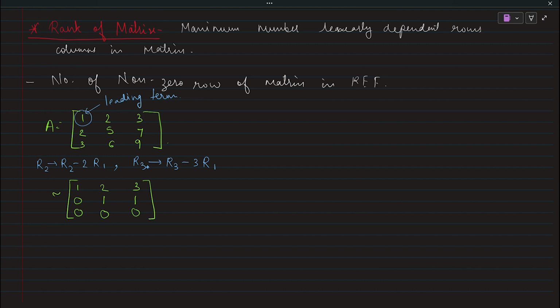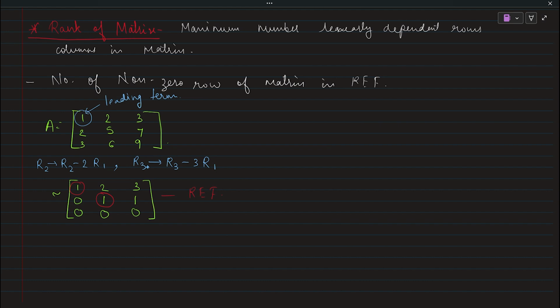So we cannot reduce it more. So this is our row echelon form. Here 1 is the leading term. And for the second row also 1 is the leading term. All the entries below leading terms are 0. And all the non-zero rows are above zero rows. So this is row echelon form.